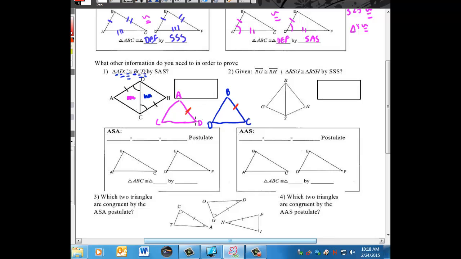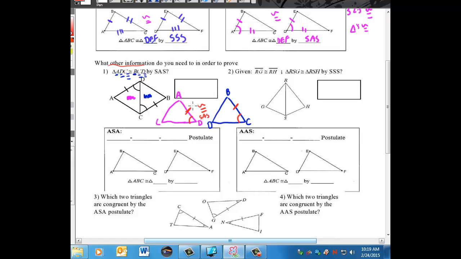And we have angle ADC, which would be this angle here, and angle BCD, which would be this angle here. So this is furthermore proof that what we have drawn is now correct. So they're asking us, what else do we need? What other information do we need to prove that these two triangles are each congruent by side, angle, side?